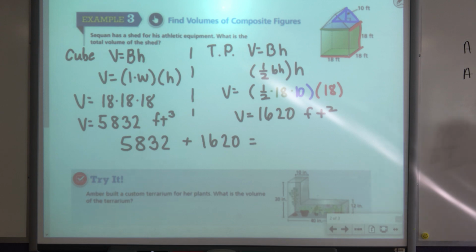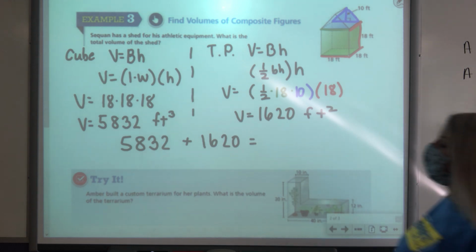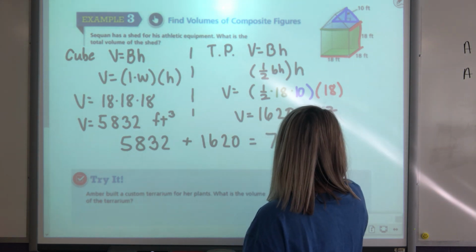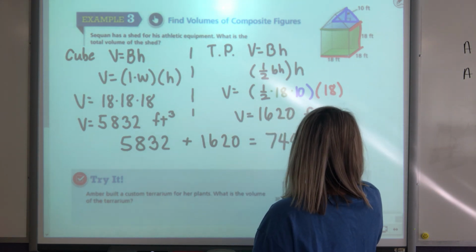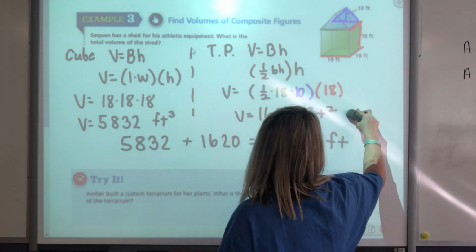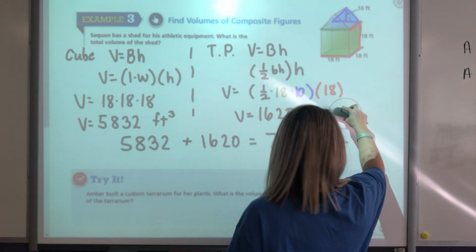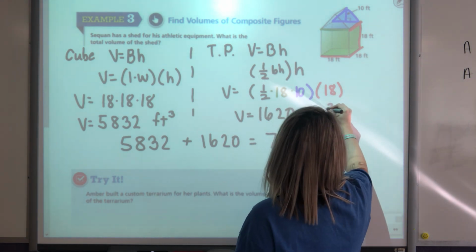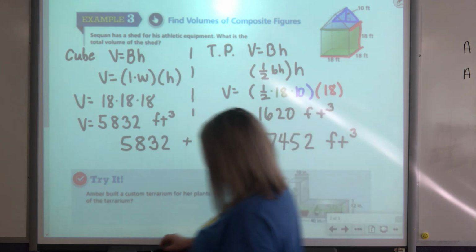$7,452. Yeah. I made a mistake right here. I put squared instead of cubed.